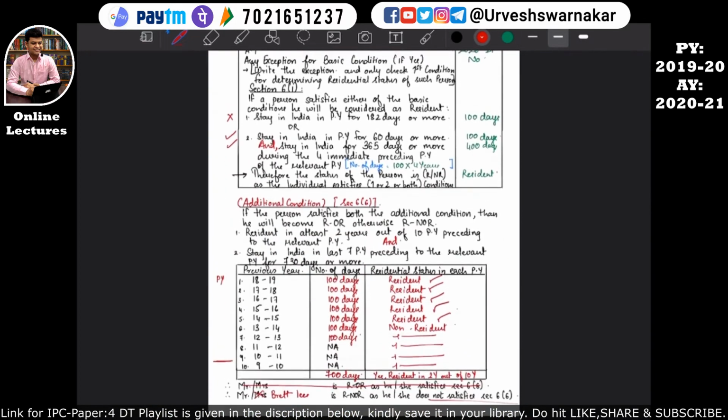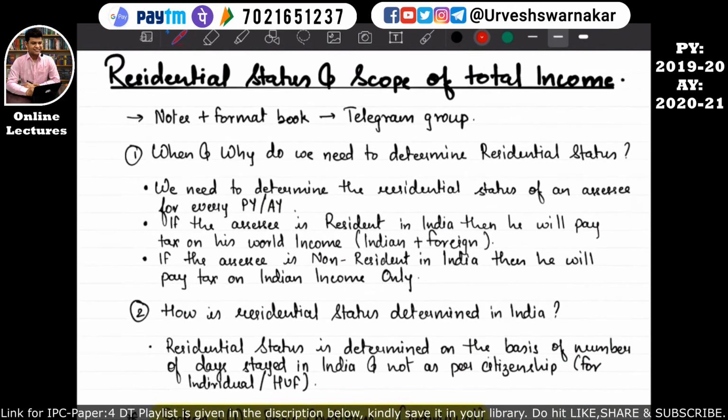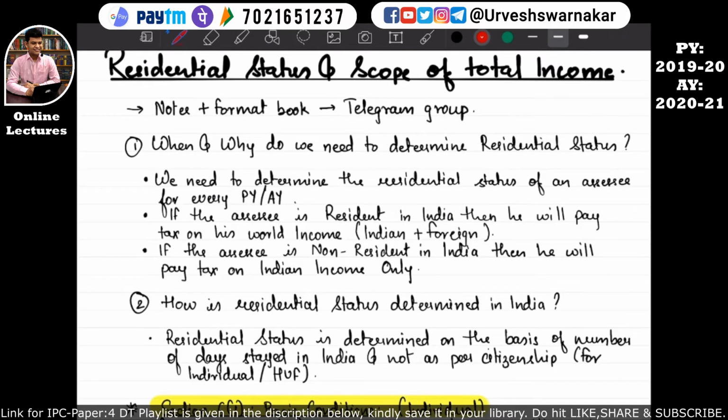Let's revise from the starting. When and why do we need to determine the residential status? We need to determine the residential status of an assessee for every previous year or assessment year. If the assessee is resident in India, then he will pay taxes on his world income, that is Indian plus foreign income. If the assessee is non-resident in India, then he will pay taxes on Indian income only. This is scope of total income, and we'll study it in a few more minutes.